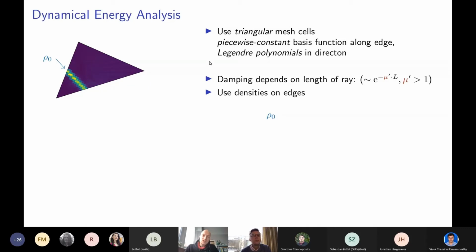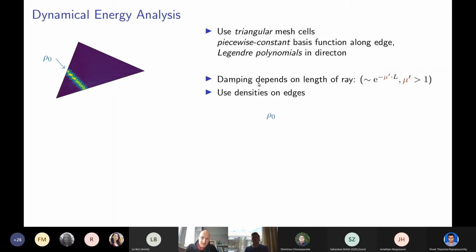The basis functions we use now are not Fourier functions along this boundary here, but they are piecewise constant functions. So it could be 1 here and then 0 all the way down, and the next basis function would be 0 here, 1 here, and then 0 all the way down, and so on and so forth. And for the directionality, again, we use Legendre polynomials just like in the previous example.